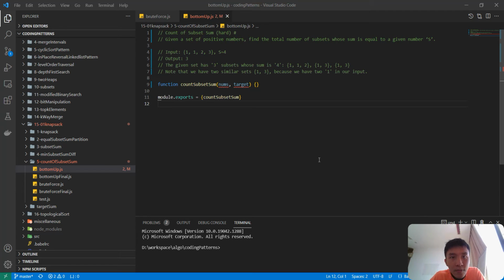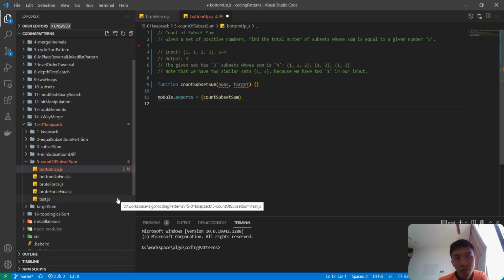Hello guys, in this video I'm going to show you how to solve count of subset sum using a bottom-up approach. In the last video we solved this one in a top-down approach. With the top-down approach, we use recursion, starting from the original question and breaking it down recursively into smaller problems. Then we combine the results from the subproblems.